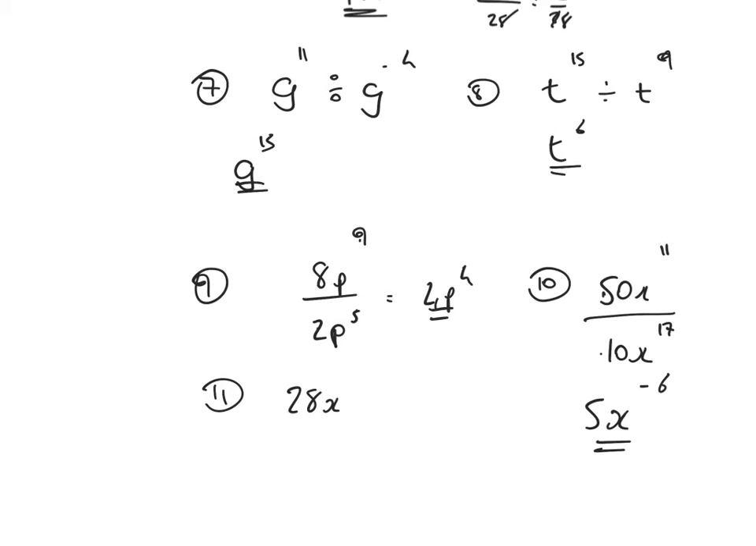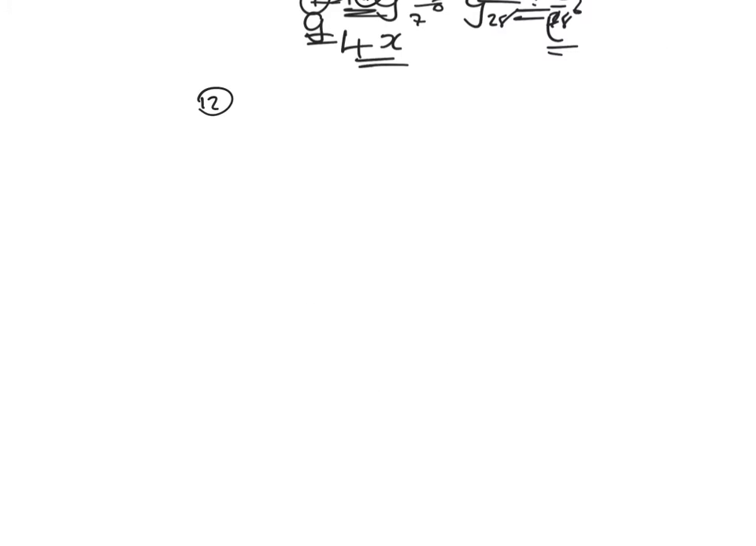Example 11: 28x to the 5 divided by 7x to the -2. Well, 28 divided by 7 is 4, and then it's 5 minus -2, that's 5 plus 2, and that's 7, 4x to the 7. Okay, example 12.